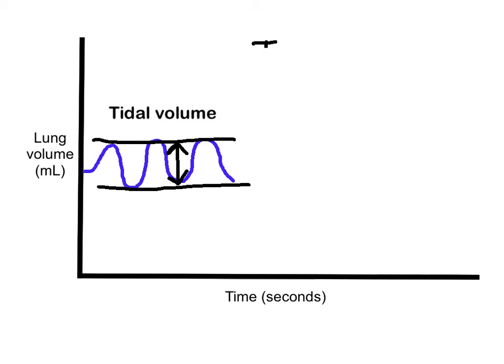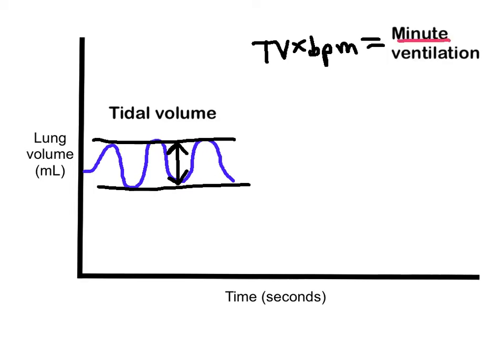If you take your tidal volume and multiply it by the number of breaths you take in a minute, BPM stands for breaths per minute, you get your minute ventilation. Minute ventilation is the total volume of air you move through your lungs in 1 minute.